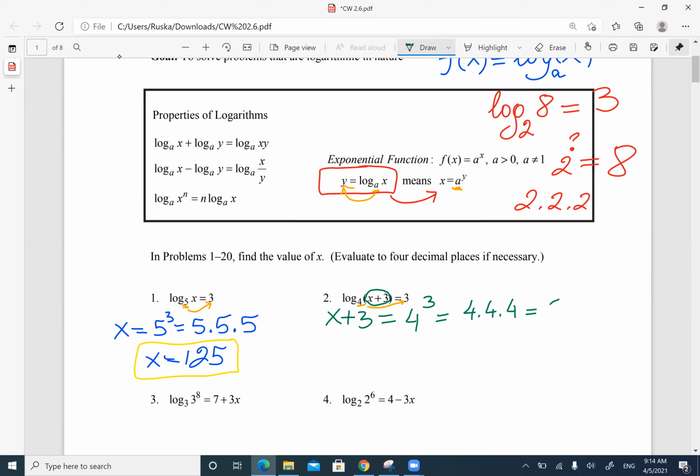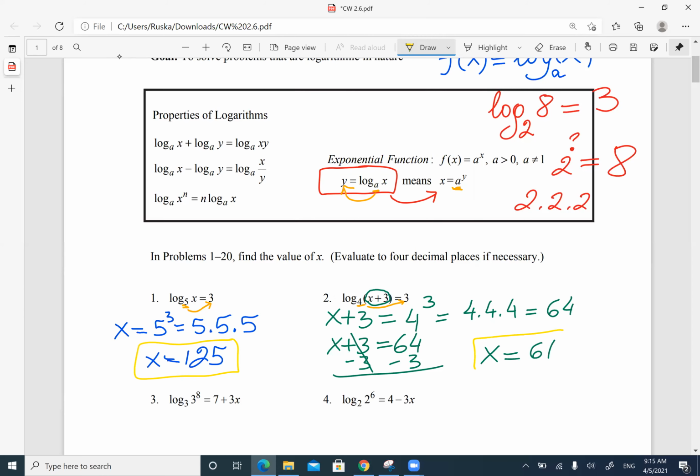And then from here, we're going to just solve it. We have x plus 3 equals 64. And what you do to solve it? You're going to subtract 3. And you're going to get x equals 61. That's it.